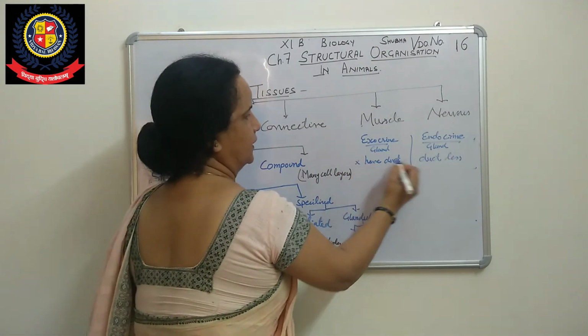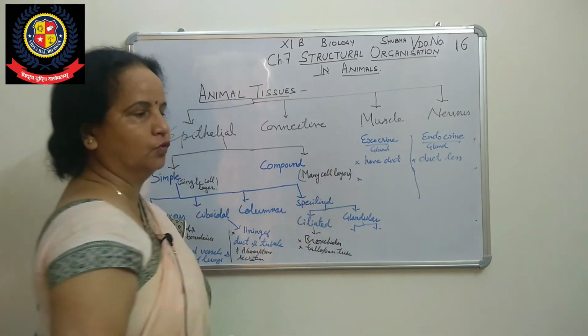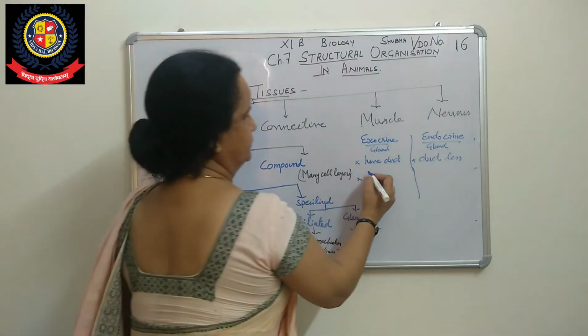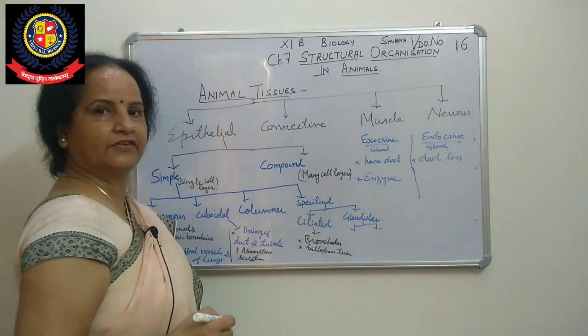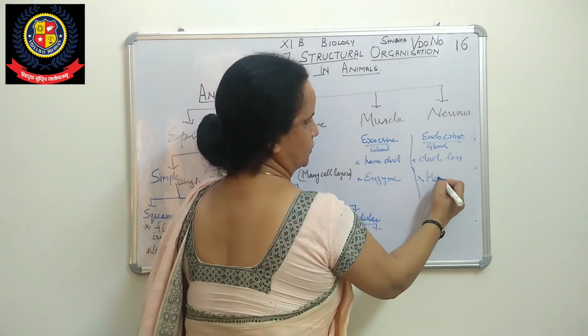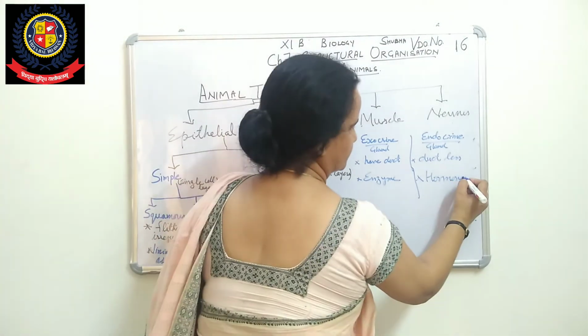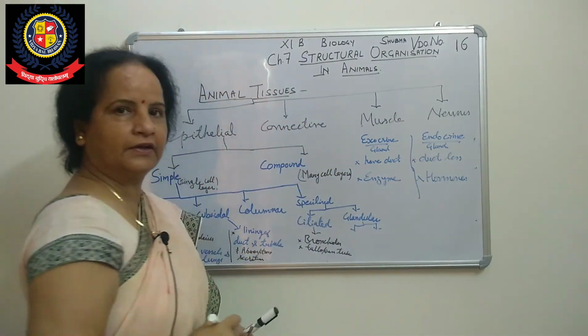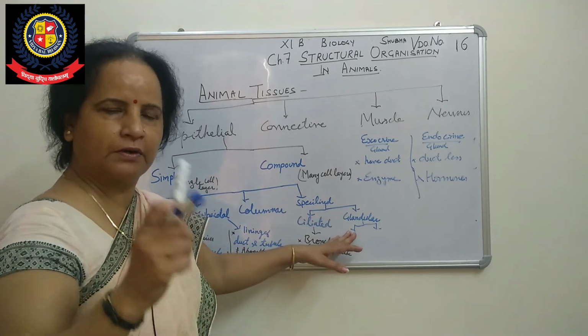The second difference is that the secretion of exocrine glands or glandular tissue is called enzyme, and the secretion of endocrine glands is called hormones. Have you heard of hormones? These two are glandular, while glandular cells can also be unicellular or multicellular.